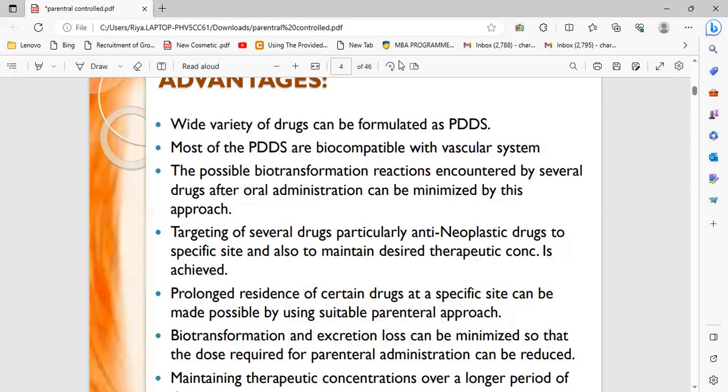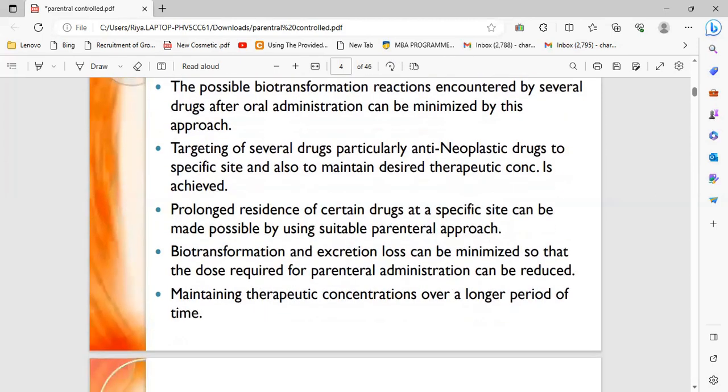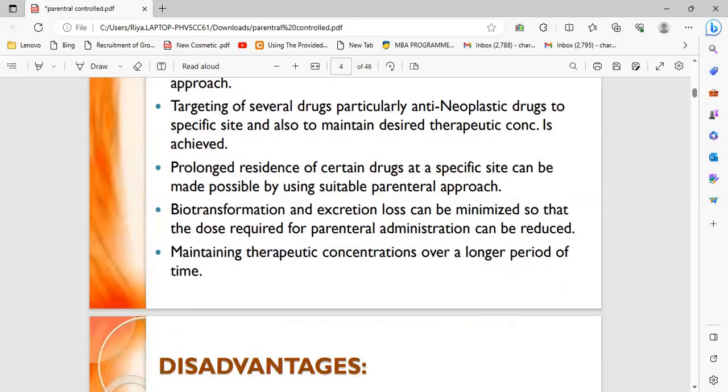Next, maintaining therapeutic concentration over a long period of time. The same thing I told you: parenteral controlled dosage forms will maintain the concentration for a longer time at the site where therapeutic activity is required.